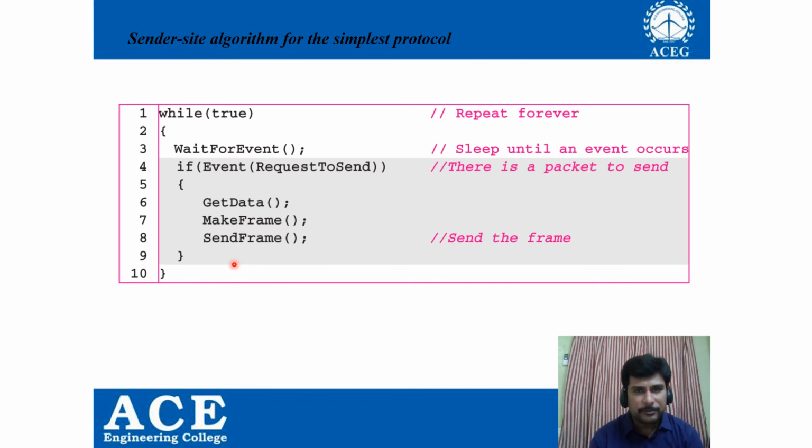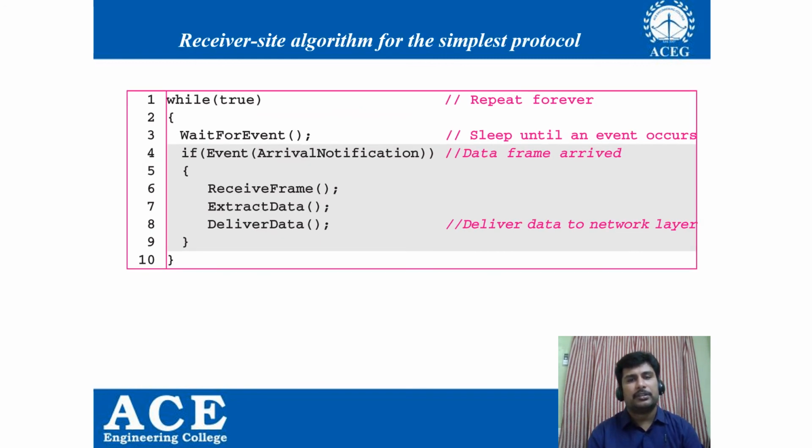Wait for the event. Once the event occurs, receive the data, make the frame, and then send the frame. Now, once a frame has been sent by the sender side, it will be received by the receiver. Till that point, the receiver will be in the wait state. What is it waiting for? To receive the frame from the sender through the channel.